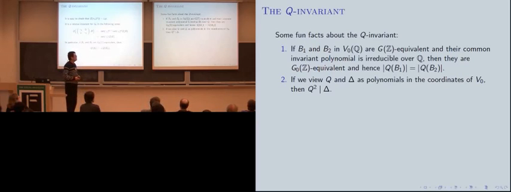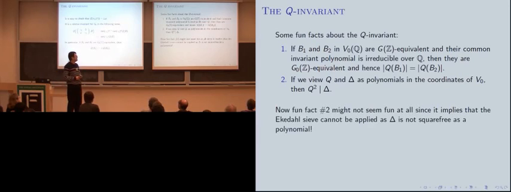Fun fact number 2 says, well, Q is a polynomial only in the top right G by G plus 1 block, but if you view it as a polynomial in the coordinates of B0, then its square turns out to divide a discriminant as polynomials. Now you look at fun fact number 2 and you say, wait a second, that's not fun at all. Because remember what we were trying to do. We're trying to go from mod P squared to mod P because we can use the Ekedahl sieve to do mod P. There's one case where the Ekedahl sieve doesn't work, and it's the case here where delta is not squarefree as a polynomial. So we're sort of screwed. Maybe I've just wasted 40 minutes.